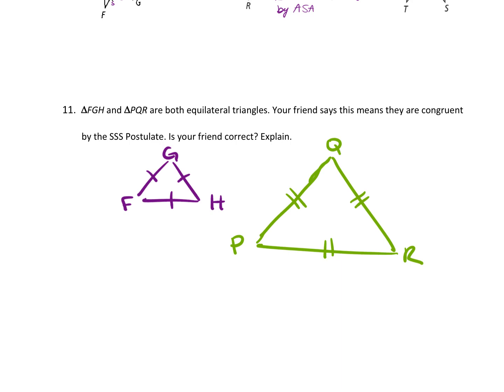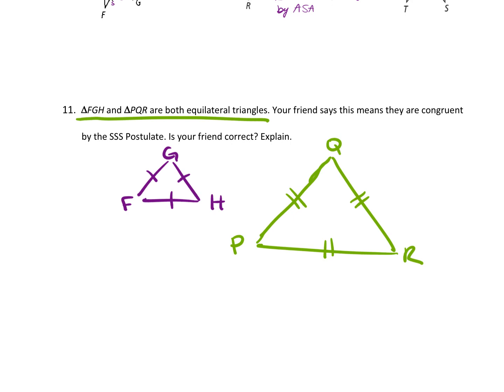It says FGH and PQR are both equilateral triangles. Are those both equilateral triangles? Yes. Are they congruent to each other? You can't use SSS here. SSS has to be that this side is congruent to that side, right? And it's not. So it's tempting to say SSS because you're like, well, all three of those are the same, and all three of these are the same, but they're not the same triangle.